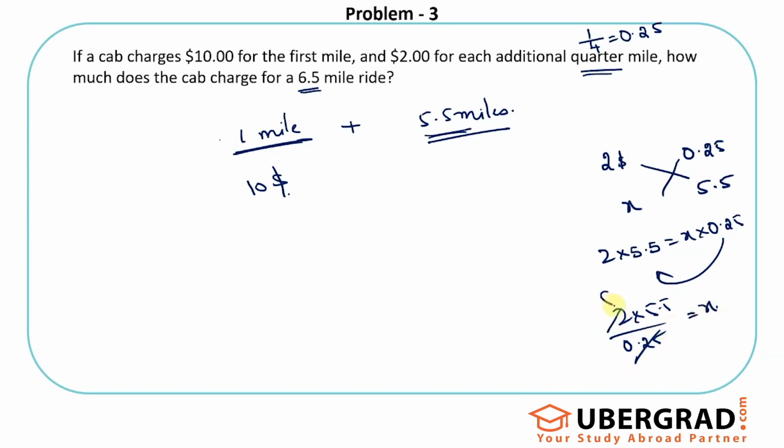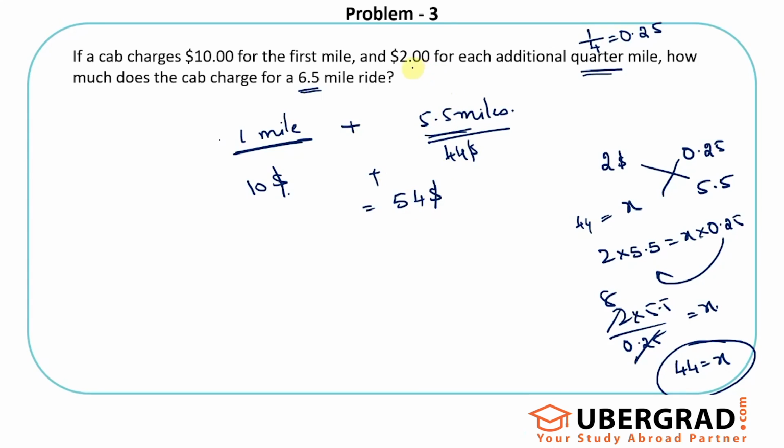So 25 into 8 is 2, so 44 is what we are getting. That means $2 for 0.25, we have to pay how much? $44. So $44 plus $10, which is $54.